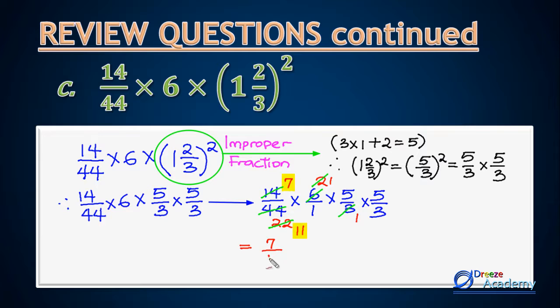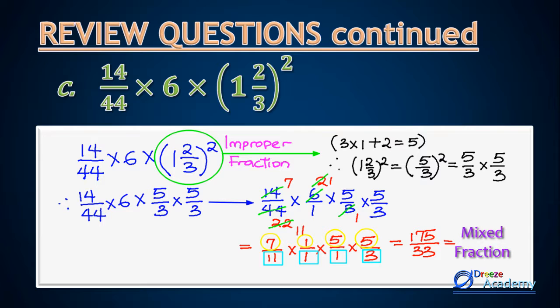We now have 7 over 11 times 1 over 1 times 5 over 1 times 5 over 3. Good. 7 times 1 times 5 times 5 equals 175, while 11 times 1 times 1 times 3 equals 33. Our answer can be further expressed as a mixed fraction. We'll have 175 divided by 33 to give 5 whole numbers, 10 over 33.